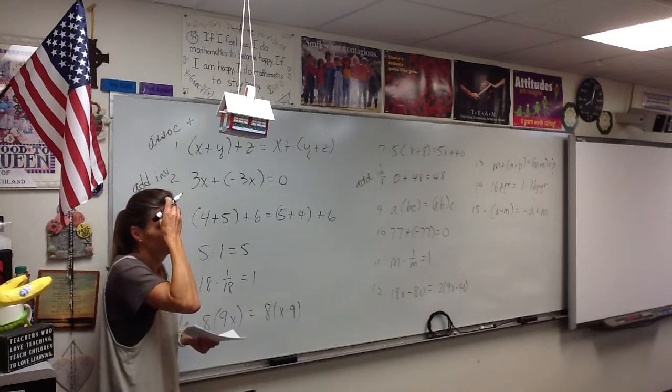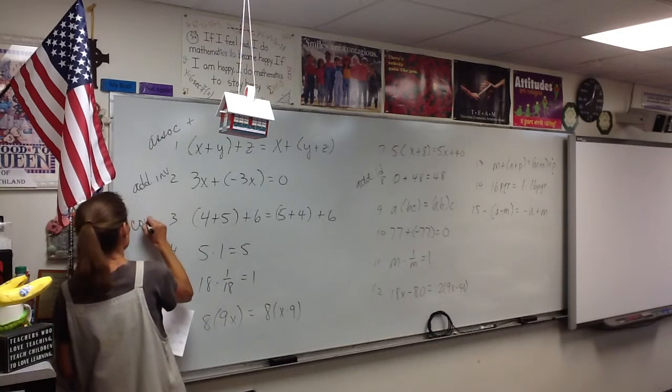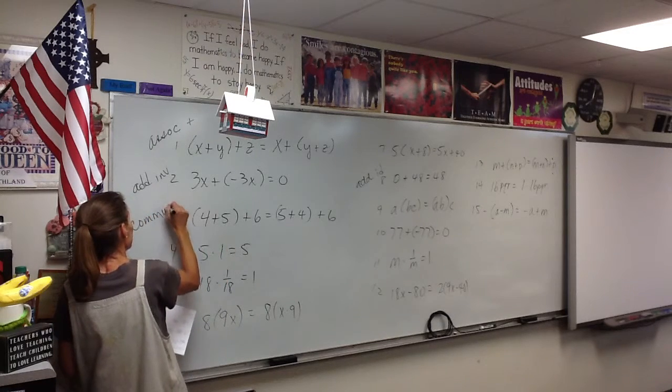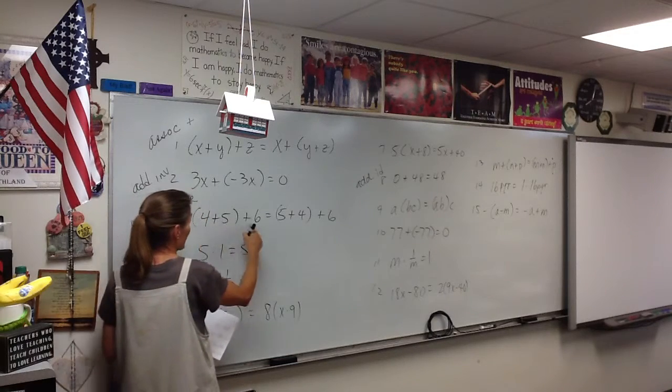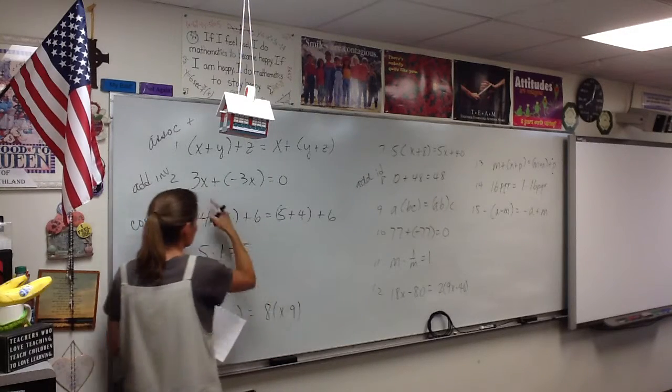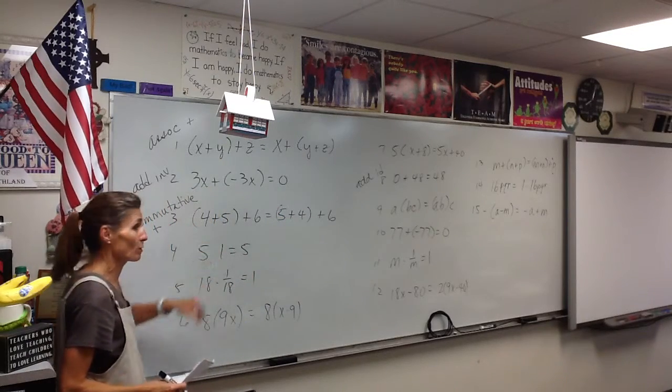Grace? Three is commutative. You are exactly right. Remember, there's no N in that word. So that's commutative of addition. 4 plus 5 plus 6, 5 plus 4 plus 6. Same things are grouped. They're just in a different order. Very good. That's kind of a trick problem.